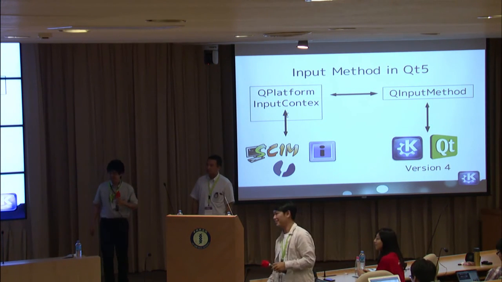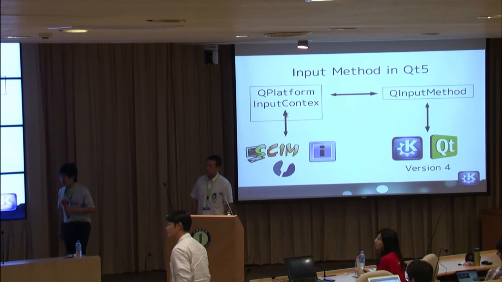Sorry, sir. Do you mean the composition is done internally in SCIM or IBus, then sent to the input context class, then to the Qt input method, and then to Qt? I don't understand whether the composition is done in this QPlatformInputContext class, or done in SCIM or IBus and then sent to this and to Qt internally.